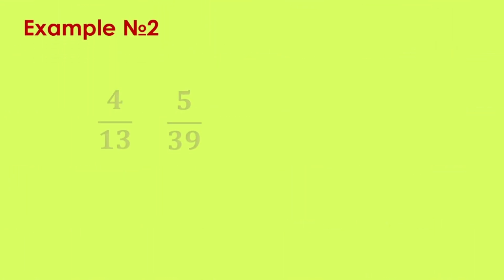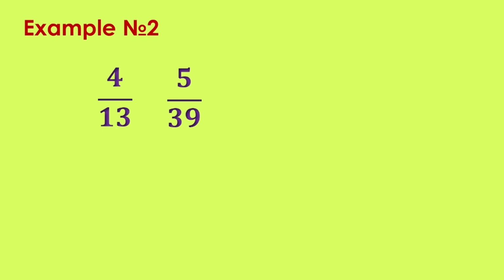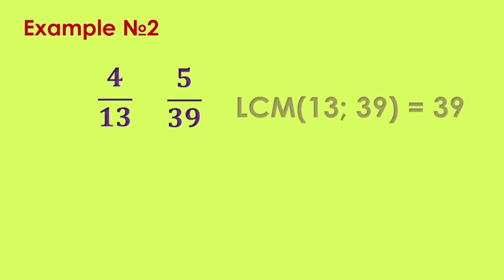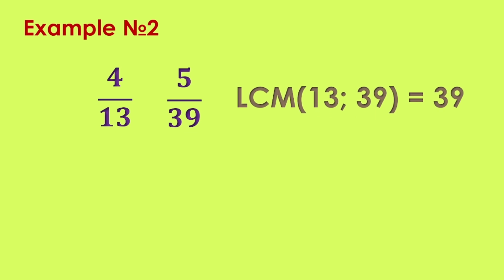Another example. Let's take two fractions as an example, 4/13 and 5/39. We see that the numerators and denominators of these fractions are different. Therefore, in this case, we need to find the least common multiple of the denominators and then bring the fractions to that common denominator. So, the least common multiple of 13 and 39 is 39.